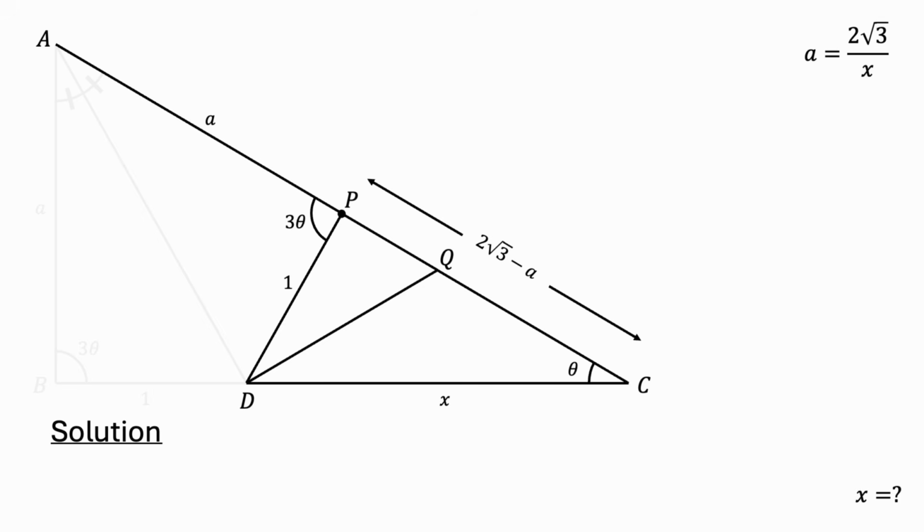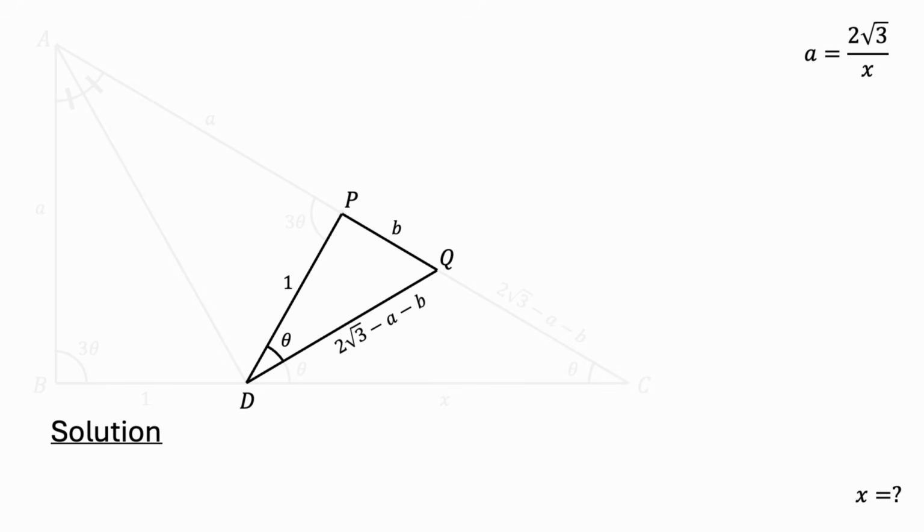Next, let Q be on PC such that angle PDQ equals theta and angle QDC equals theta. Let us denote the length of PQ as b. Then the length of QC equals 2 square root 3 minus a minus b. Since angle QDC equals angle DCQ equals theta, triangle DCQ is isosceles. The length of DQ thus equals 2 square root 3 minus a minus b.